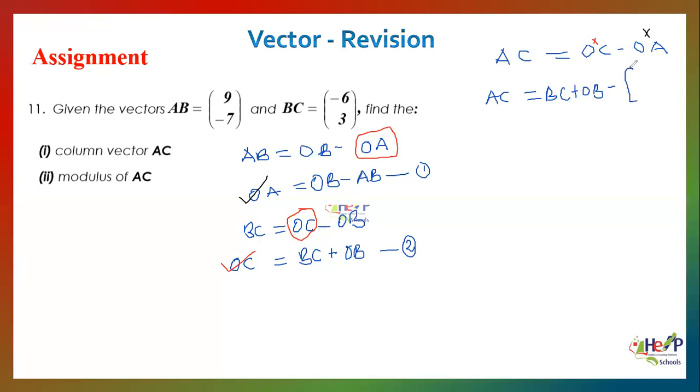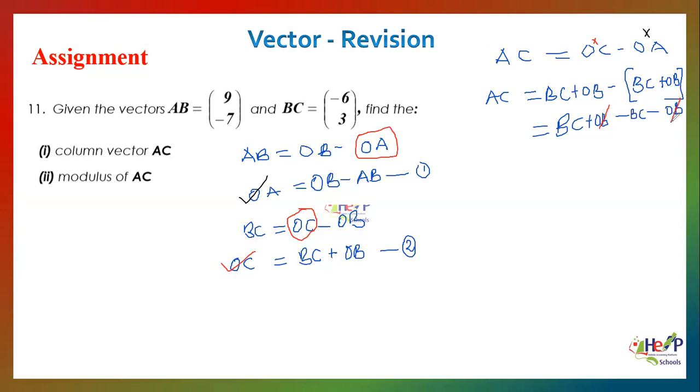Because of this negative, I have to protect my work. I have put a bracket. This is BC plus OB, like that. I'm just substituting OC and OA. So my AC will be BC plus OB minus BC minus OB, like this. So this OB will cancel out because of the negative effect.